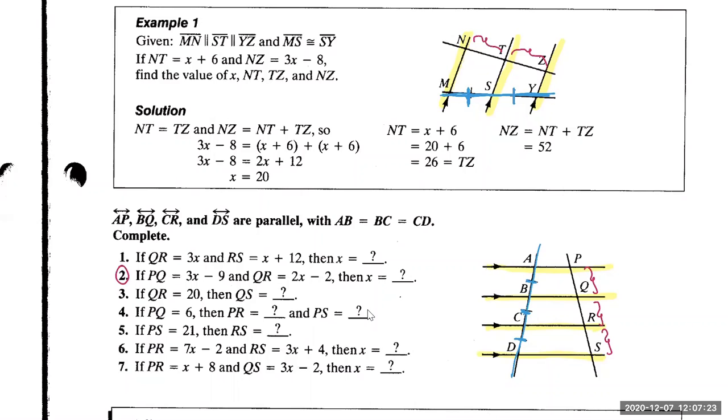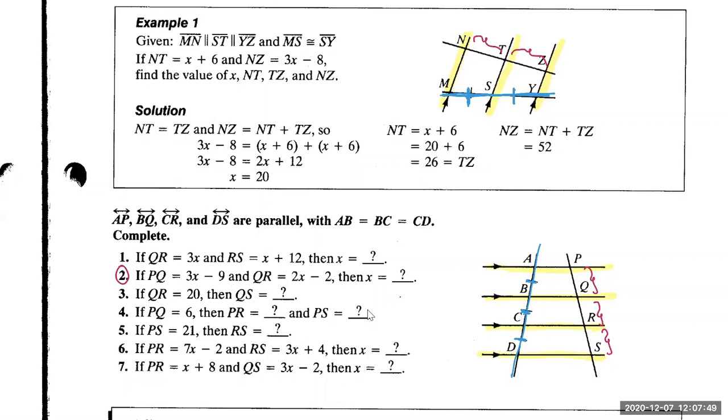So for question 2, in the chat, can you tell me how you would solve for X if you're given expressions for PQ and QR? What do you guys do with those 2 expressions for number 2?